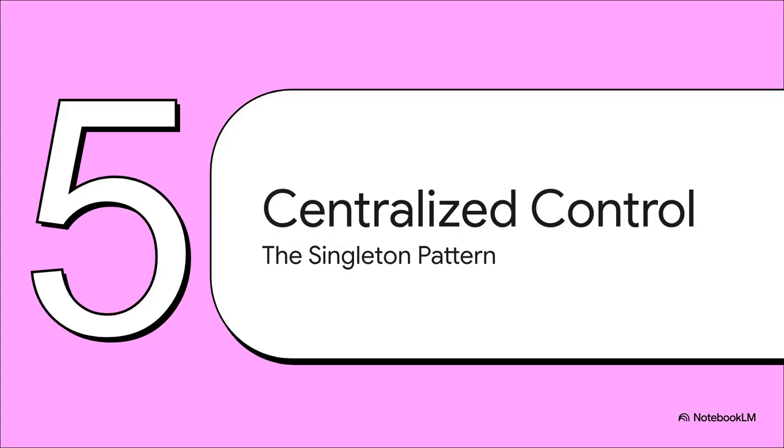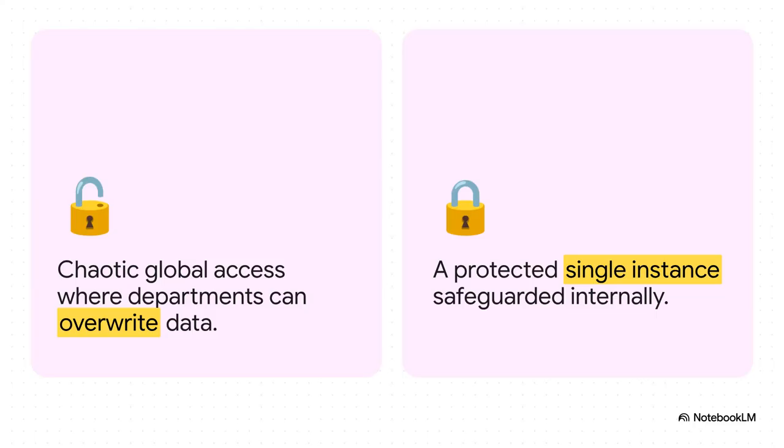And finally, Section 5, Centralized Control, defined by the Singleton pattern. We obviously want things to be easily accessible to our teams, right? But chaotic global access means that any department can accidentally overwrite essential shared resources, like a master database. It's just highly unsafe. The Singleton pattern establishes absolute centralized control. It provides a strictly protected single instance. It acts as a gatekeeper that ensures only one true instance of a critical resource ever exists, even while allowing global access to it.